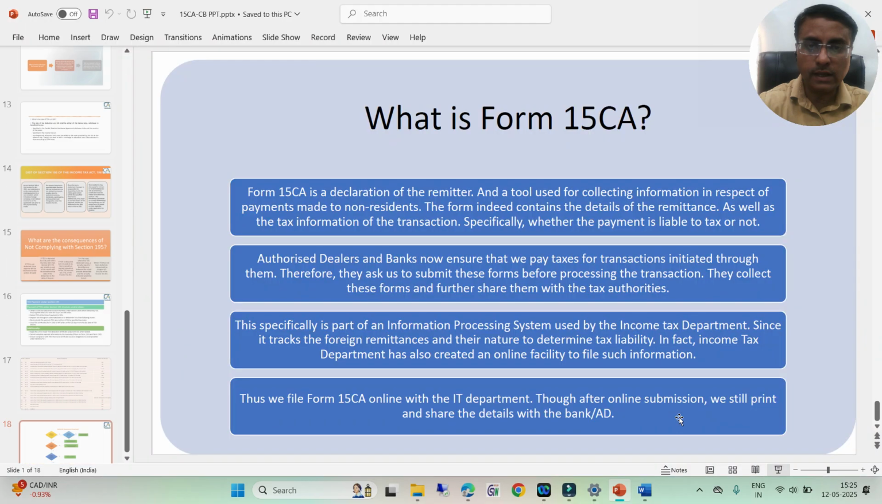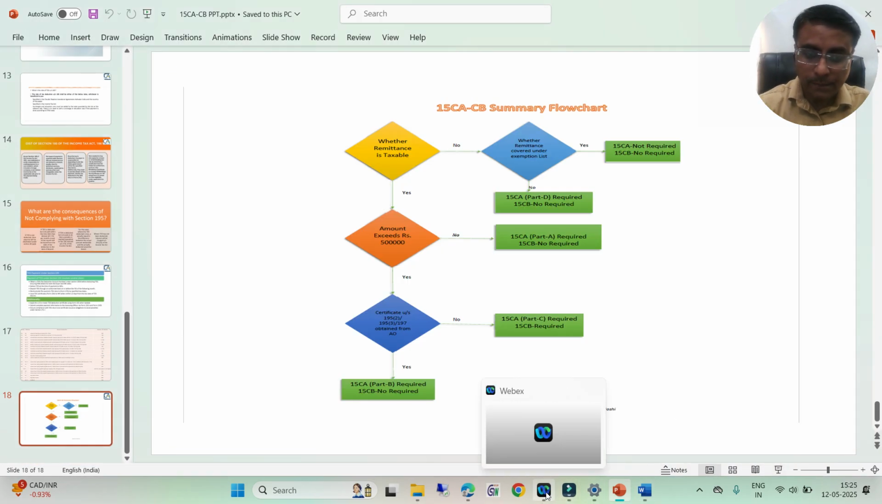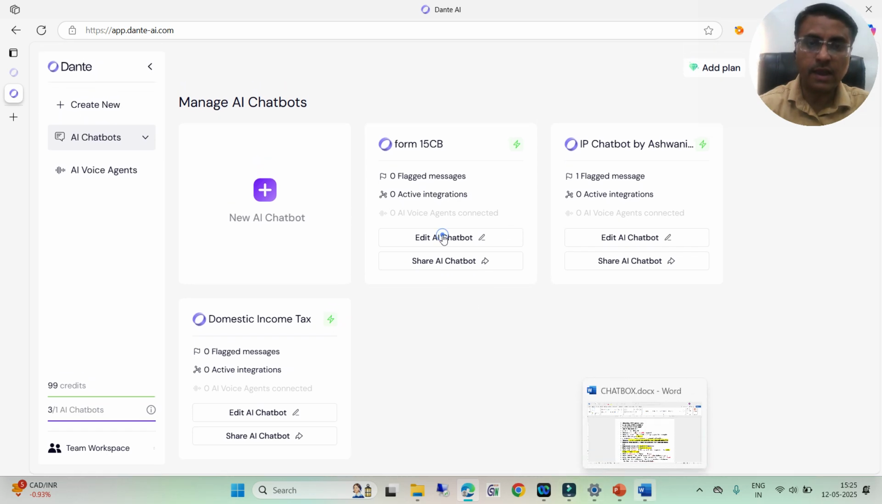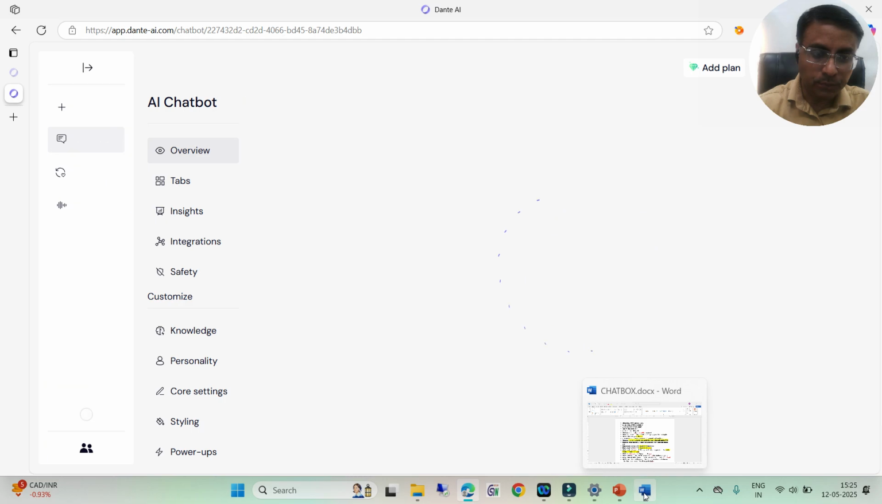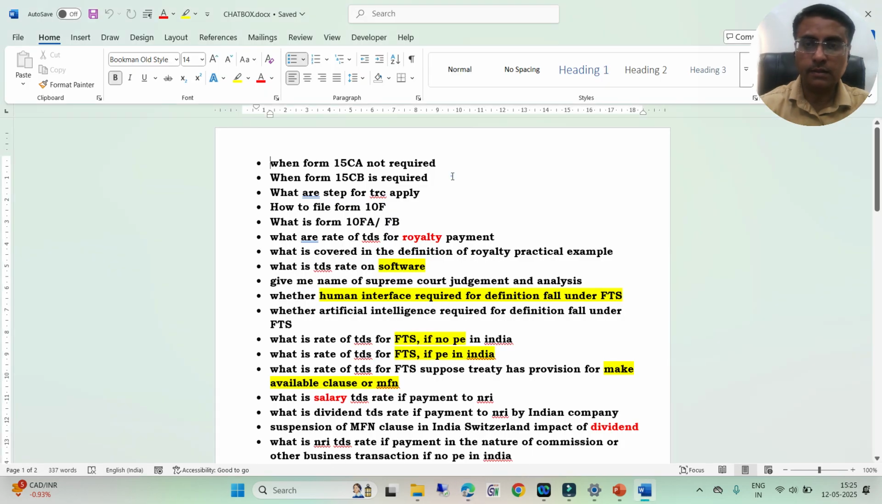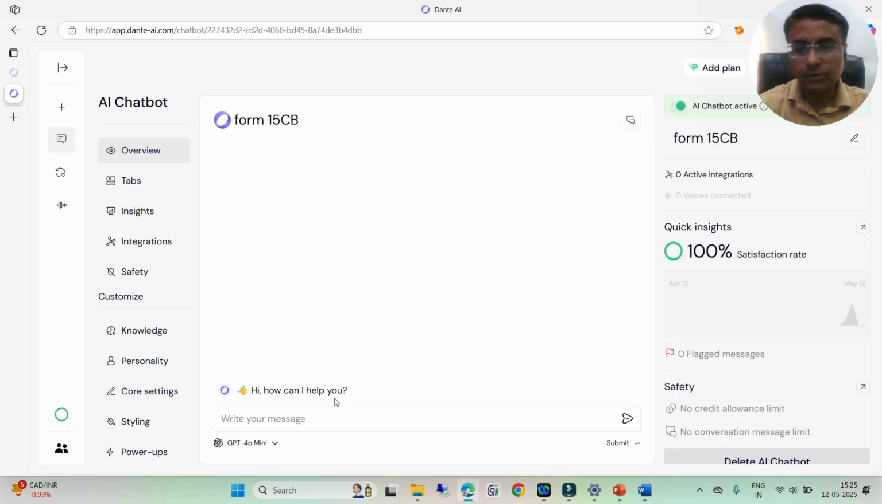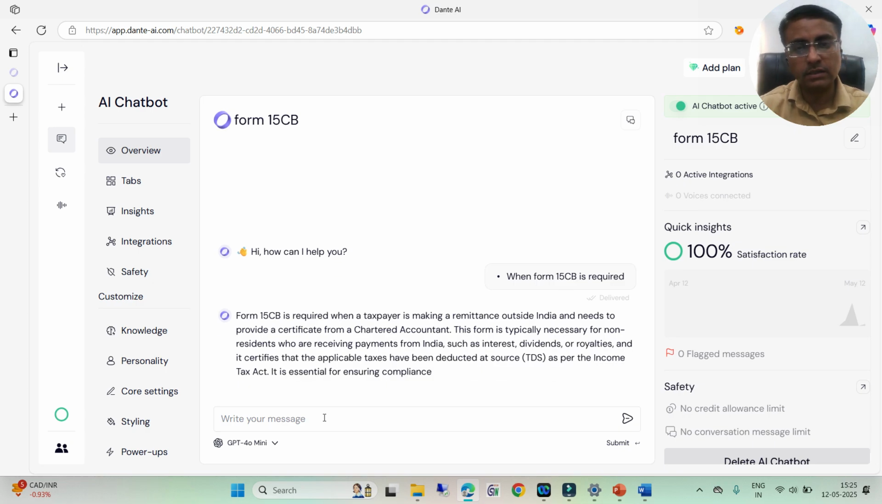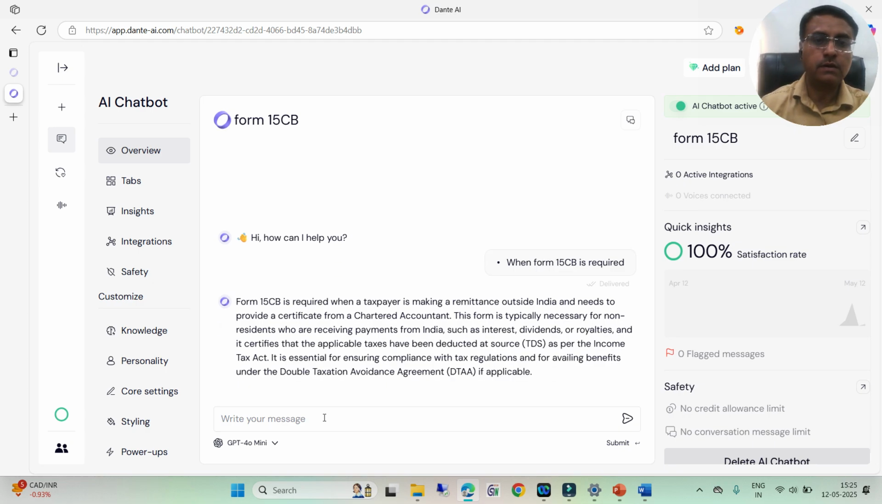So I will quickly discuss my AI. Whatever question you have, you can ask this AI. I will put a link here in this chat box. First, my question is when Form 15CA is required. So we ask this question of our AI chat box. You can ask your typical question related to international taxation.